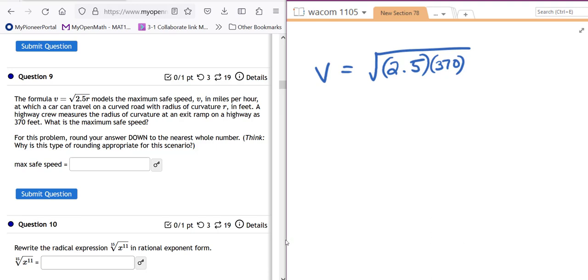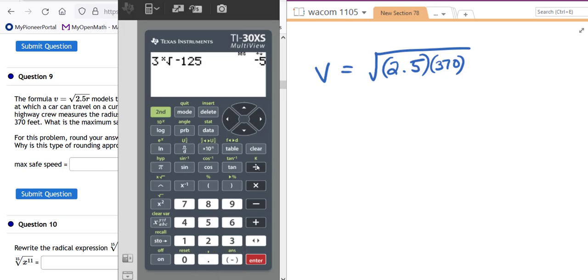And then they ask, well, why might you do that? If you want to make sure that something is safe, you want to be conservative. So you would round down. All right, so I would definitely throw this in the calculator.